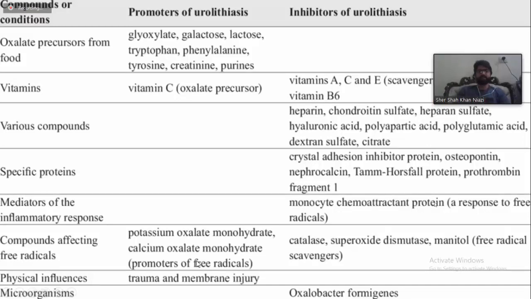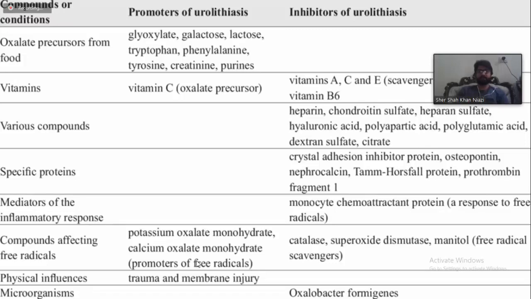There are different types of promoters and inhibitors of urolithiasis. The oxalates inside the food come from glyoxylate, galactose, lactose, methionine, and purines. So all these components are promoters of urolithiasis. Vitamin C is a precursor of oxalates, so it is also a promoter of urolithiasis, whereas vitamins like vitamin A and B6 can inhibit urolithiasis. Other compounds like heparin and sulfate also inhibit urolithiasis. And then there are specific proteins involved in the inhibition of stone formation, which include crystal inhibitor proteins, osteopontin, nephrocalcin, Tamm-Horsfall protein, and uropontin.